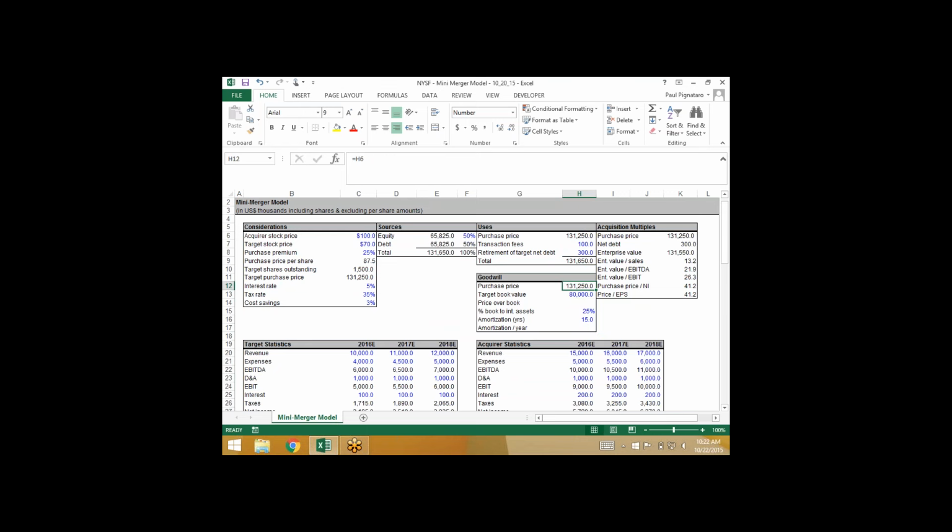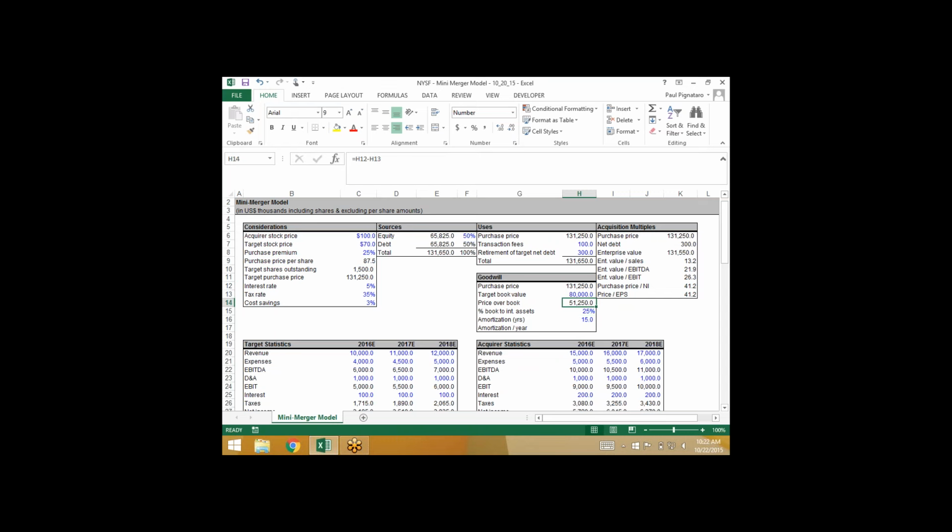Remember, it's the equity value of purchase price. So in LBOs, if you have a purchase price that's based off of enterprise value, you need to remove debt from this to get to the equity value of purchase price, because you're comparing it with the book value of equity, not book value plus net debt. Compare apples to apples. The price over book, this is not goodwill.